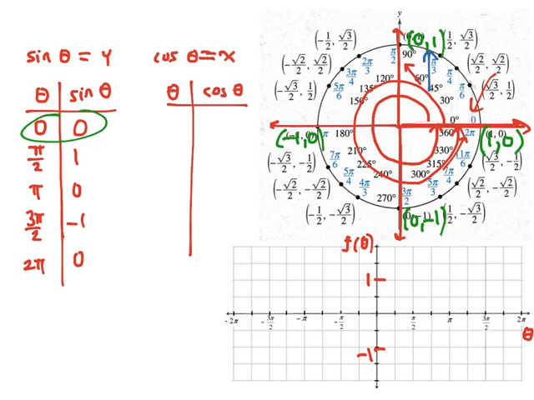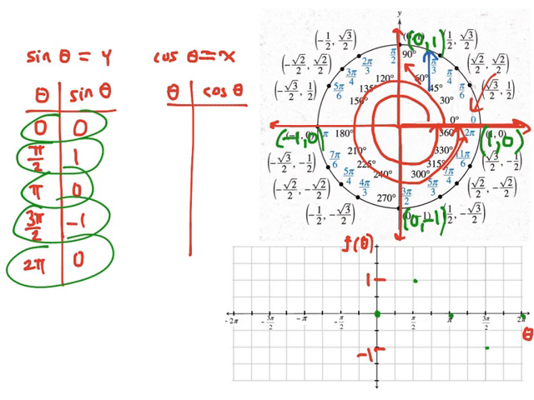So I have 0, 0, which is right here. I have pi over 2, 1, which would be right here. I have pi, 0, which would be here. 3 pi over 2, -1, which would be here. And 2 pi, 0, which would be here. So this would be one cycle of the sine wave corresponding to one period of the sine function. So the period is 2 pi radians.